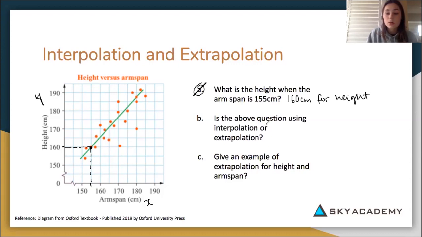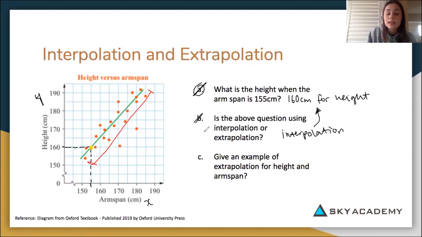Question B, is this question using interpolation or extrapolation? So if I have a look, my data range I'm going to do in red was from here down to here, and the value I found, in yellow, was right there. So that is within our data range, which means it was interpolation.